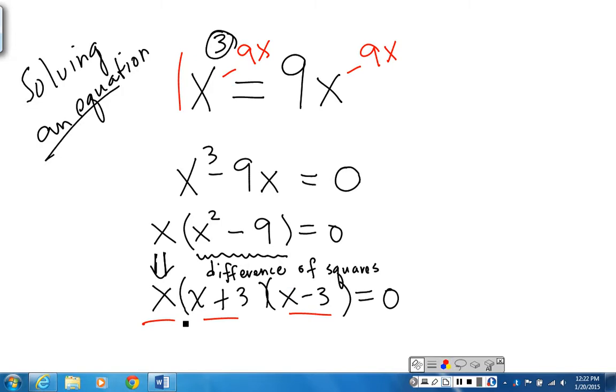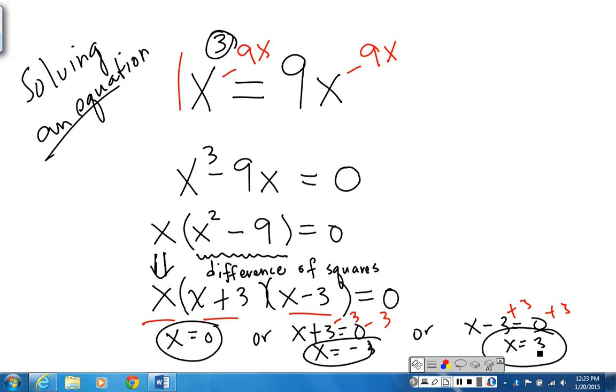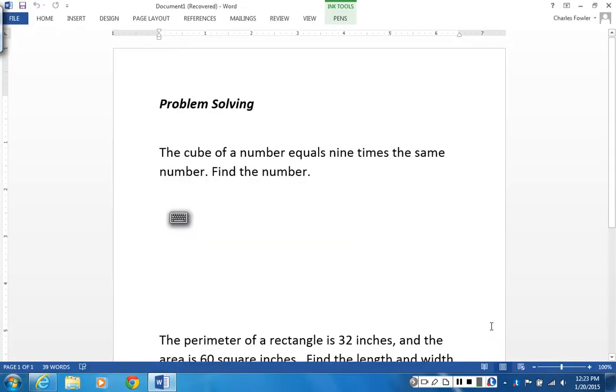Now, set each factor to 0, so x equals 0 is the solution. X plus 3 equals 0, and then x minus 3 equals 0. Then you have to solve for x. So you'll subtract 3 here and get x equals, oops, I didn't subtract from the other side, x equals negative 3, and then you will add 3 here to both sides to get x equals positive 3. But notice you have 1, 2, 3 solutions. Alright, let's try another one.